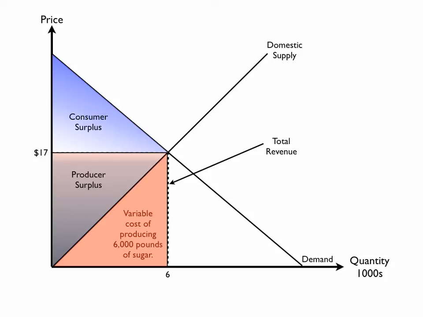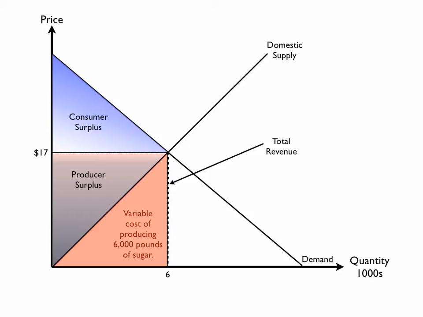To the right of that is the variable cost to producers of producing 6,000 pounds of sugar. In this case, it's half of the $102,000, so it'd be $51,000. That would include labor costs, energy costs, whatever it is. Remember, variable costs are the sum of marginal costs. So when you add this up, this is the variable cost of producing 6,000 pounds of sugar.